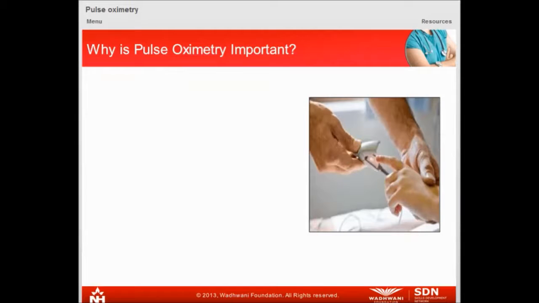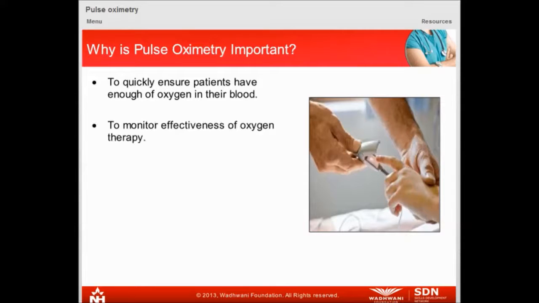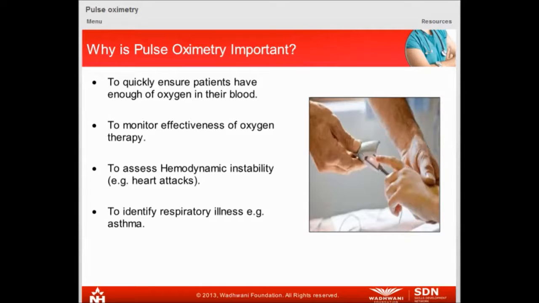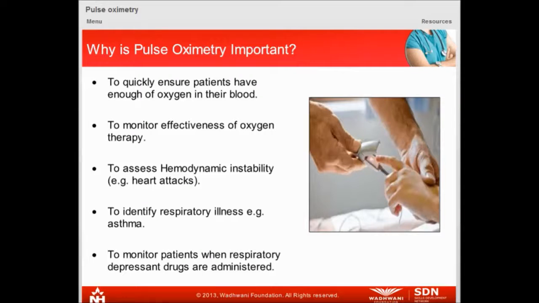Pulse oximetry is needed to quickly ensure that patients have enough oxygen in their blood, to monitor the effectiveness of oxygen therapy, to assess hemodynamic instability, for example heart attacks, to identify respiratory illness, for example asthma, to monitor patients when respiratory depressant drugs are administered.